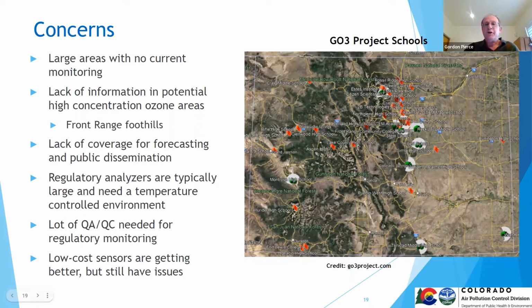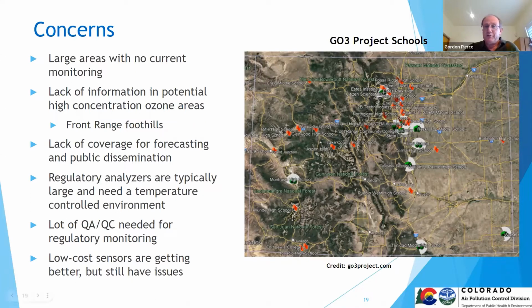So some of our concerns, and also you can see on this, the Go3 project, there's schools where there are ozone monitors. On this day that I looked at a few days ago, all the sites that have the whitish outline on them are sites that are in operation at the moment. The red flags are schools with monitors that are not necessarily operational. So you can see there's fairly good coverage, but there's still big gaps across Colorado that are unmonitored.